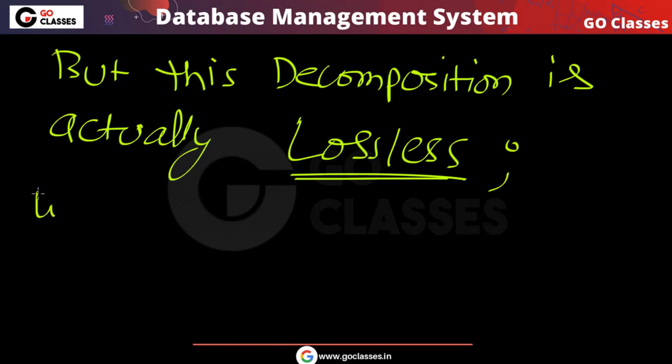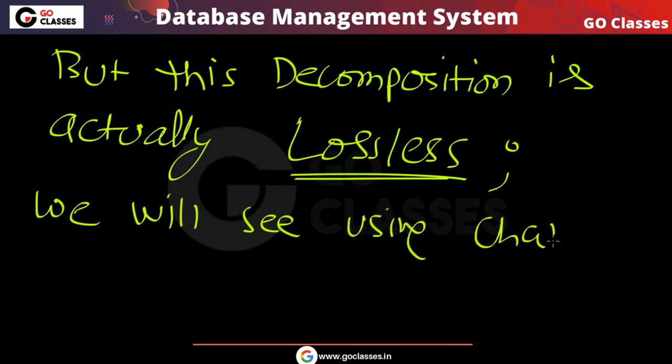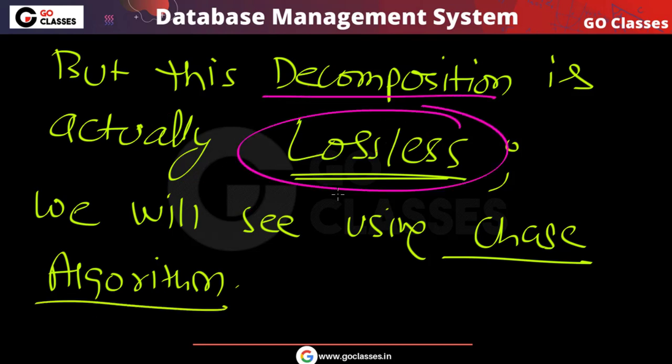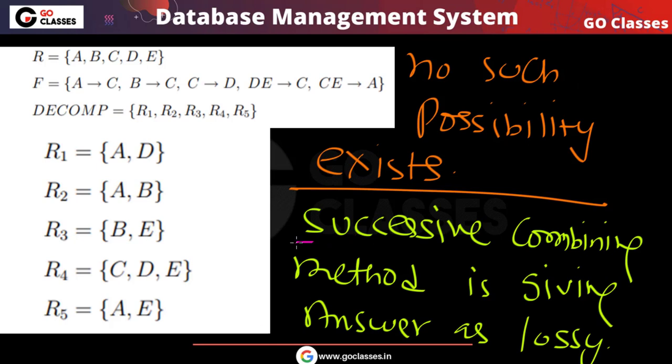We will prove it, we will see that it is lossless. We will see it using the chase algorithm. In the next class we will study the chase algorithm, and using that algorithm, we will see that this decomposition is actually lossless. But this successive combining method is giving the answer lossy.